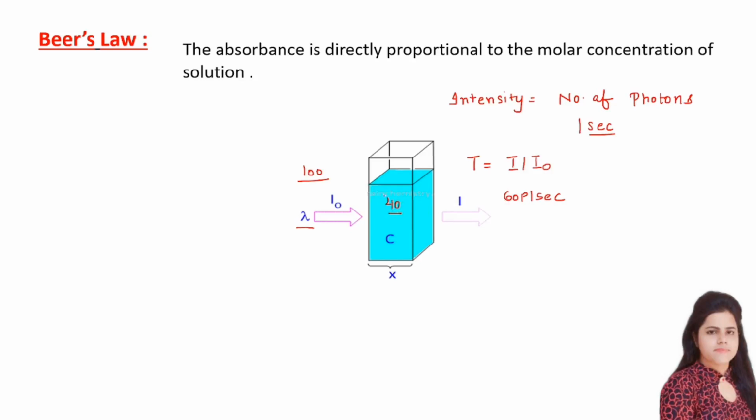Absorbance means the capacity of this solution to absorb, because it is absorbing some photons, that is called its absorbance. So here absorbance is directly proportional to the molar concentration of the solution. Suppose A is my absorbance and C is the molar concentration. So this relation will be Beer's law.